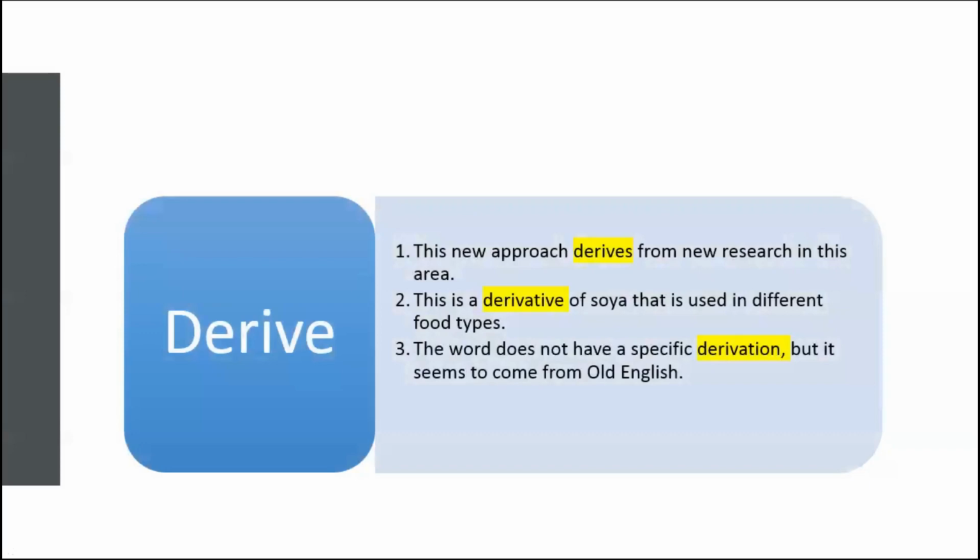Derive, derive. This new approach derives from new research in this area. This is a derivative of soya that is used in different food types. The word does not have a specific derivation, but it seems to come from Old English. So here, derives, derivation, derivative, really coming from or originates from. Again, the prepositions: derives from, but a derivative of.